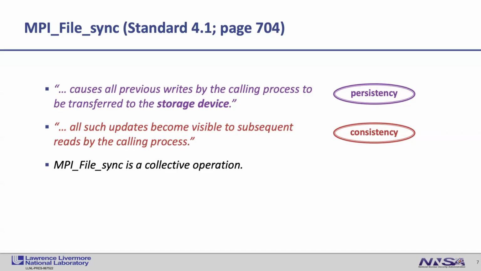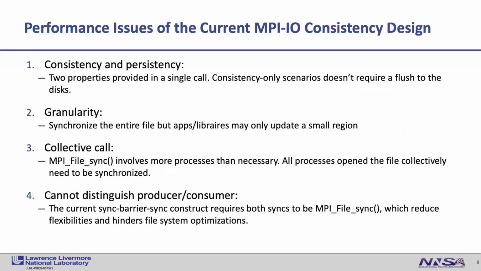So you probably already see the potential issues here. First of all, it gives you two properties using a single call. You get both consistency and persistency, right? But in many cases, especially in the HDF5 cases, we only want consistency. We don't want to flush the data from buffer to disk. We want to keep it in memory. We make sure it's consistent. We don't want to flush to disk because that's going to be expensive. So in many cases, we want only consistency. We don't want persistency at all. So it's an overkill that this function guarantees two properties at a single time.